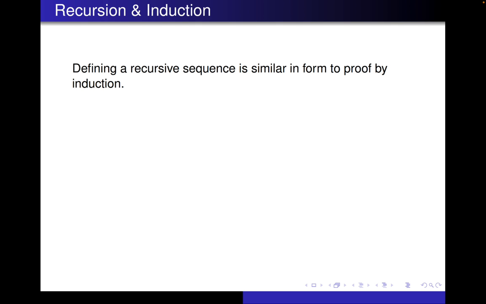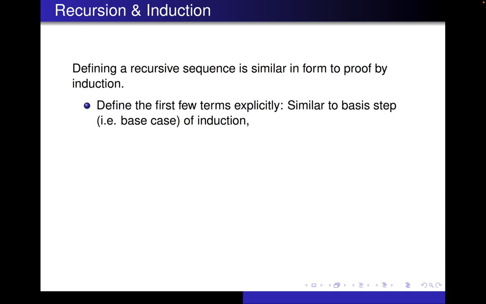One of the things you may have recognized is that a lot of the reasoning we were using in proof by induction, we're also using to recursively define sequences. We define the first few terms explicitly. We just say what they are. That's kind of like the basis step, the base case for induction, where we prove the first case or the first few cases.